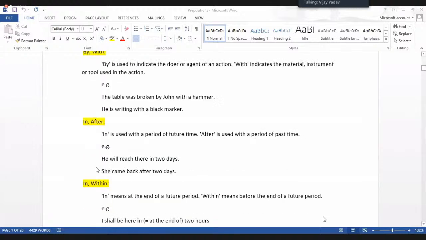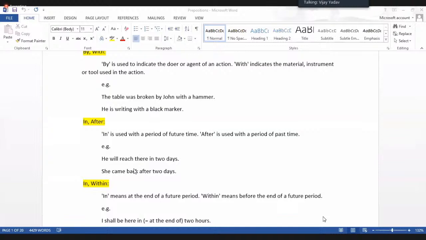Another is in, after. See, in is used with a period of future time, and after is used with a period of past time. So it means both are used with a period of time, but in for a future period of time, after for a past period of time. For example, here he will reach there in 2 days. He will reach there in 2 days. So this is future tense. This is future tense. So here you can never write he will reach there after 2 days.